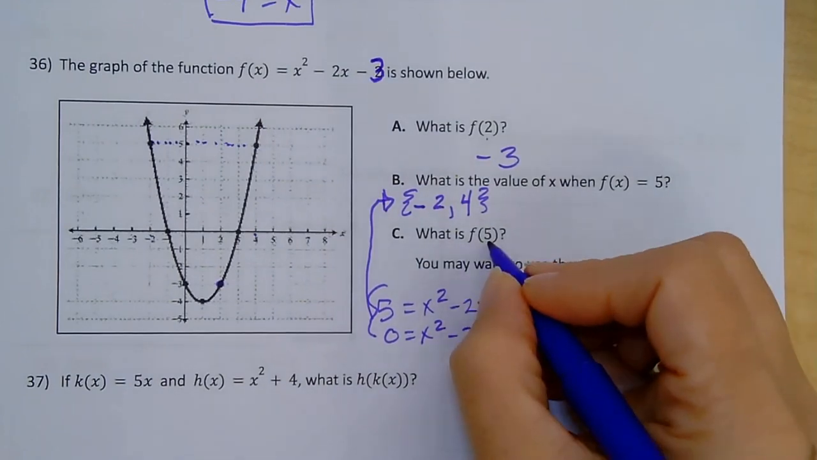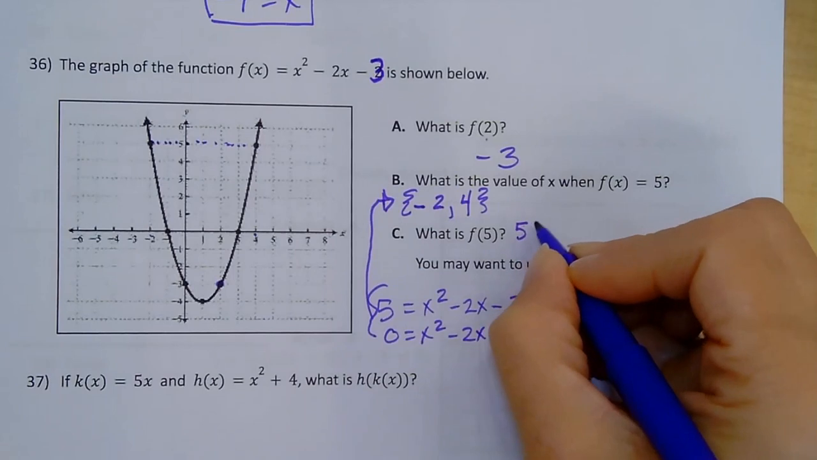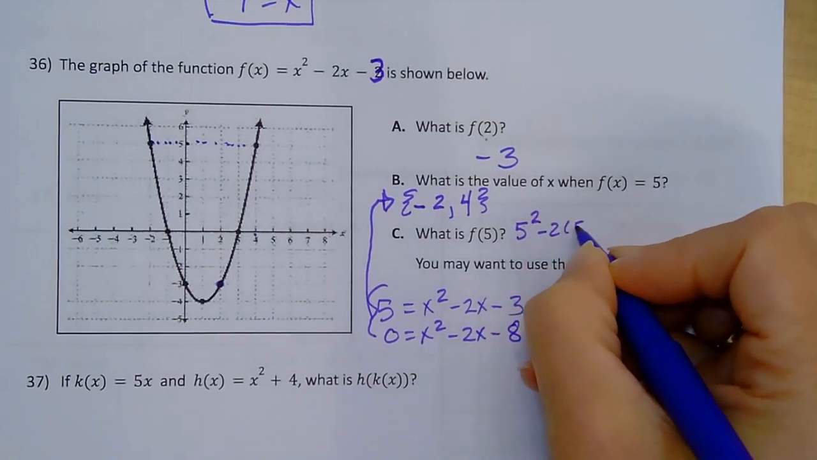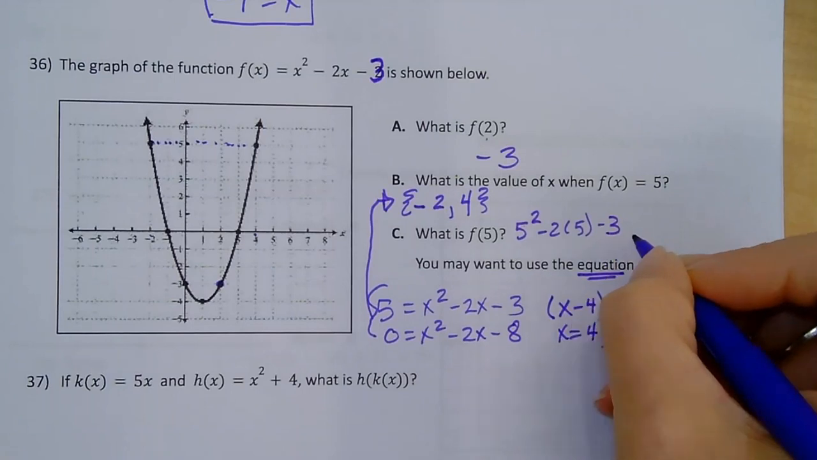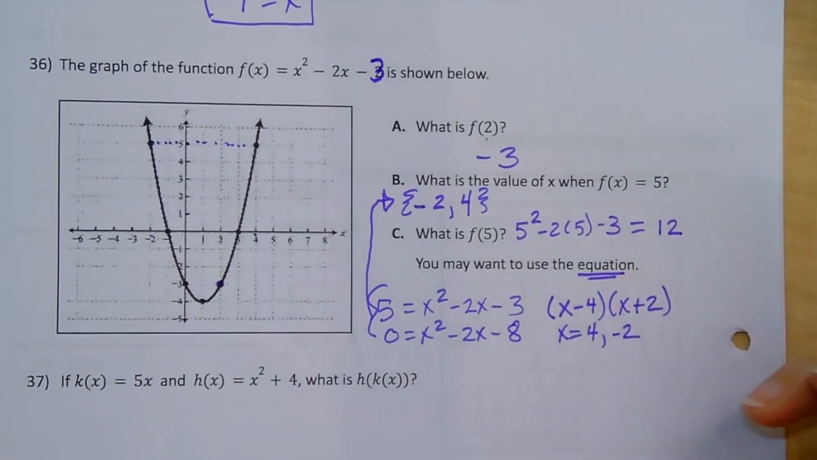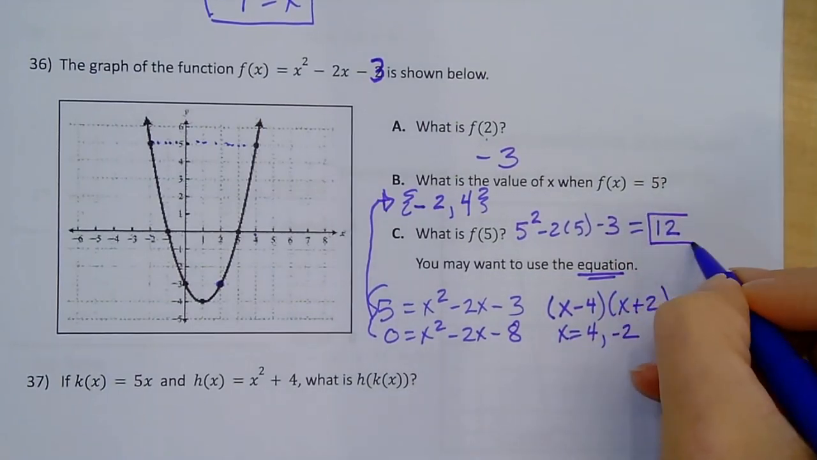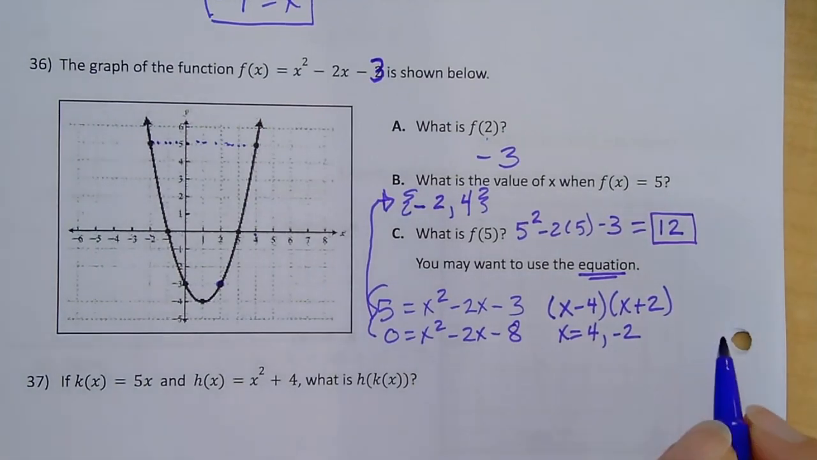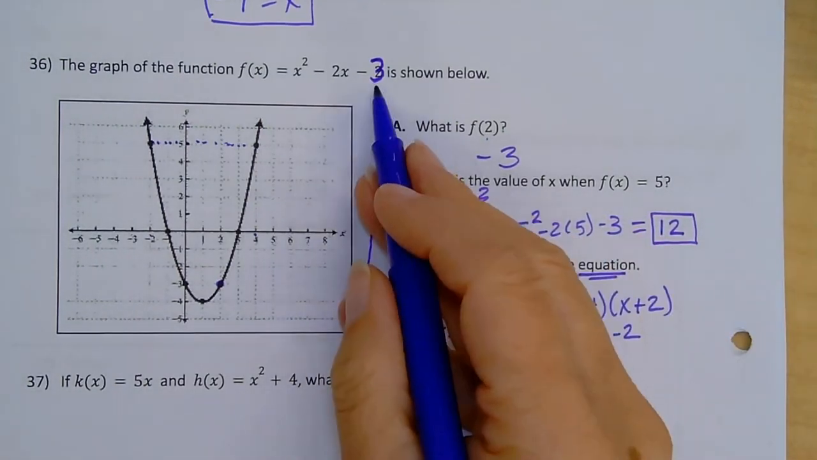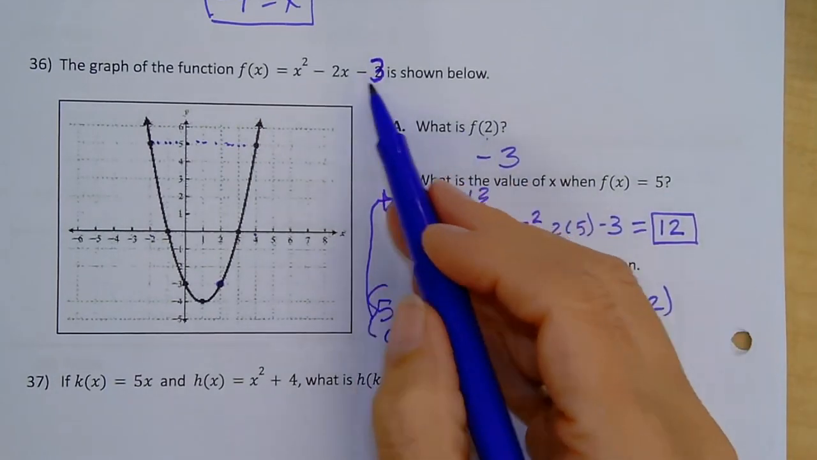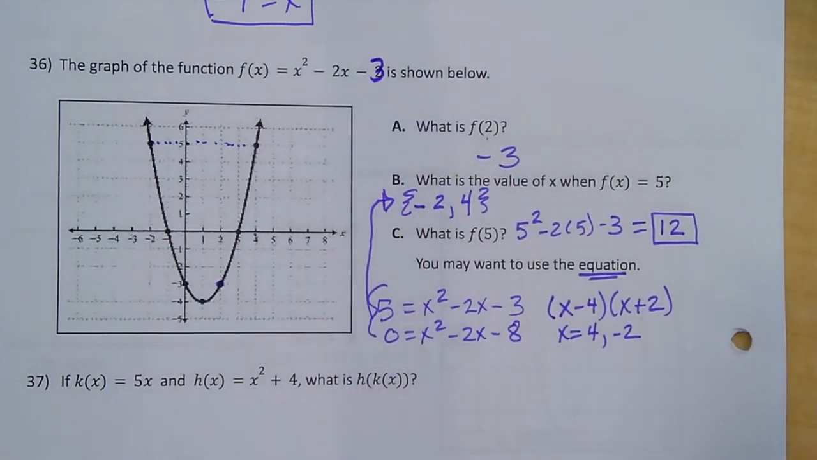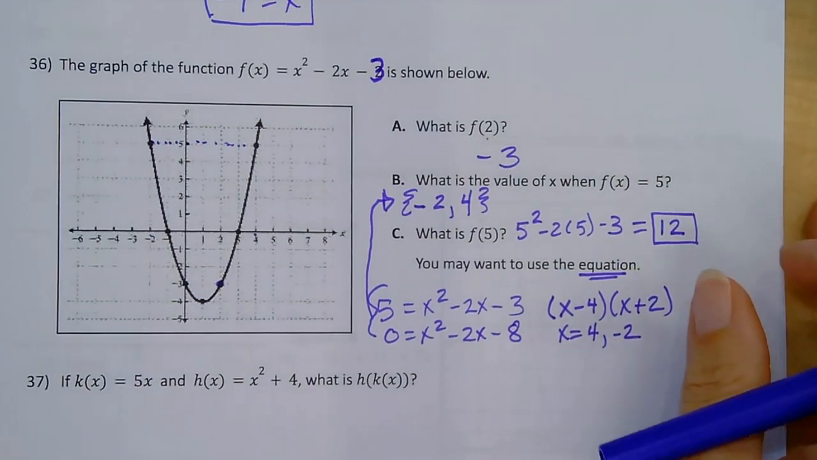If I plug in x equals 5, then I have 5 squared minus 2 times 5 minus 3. So I have 25 minus 10 is 15, minus 3 is 12. Okay, so f of 5 is 12. On the key, it actually said the f of x when x is 5 is 13, only because the person who made the key used minus 2 as part of the equation. I hope that makes sense.